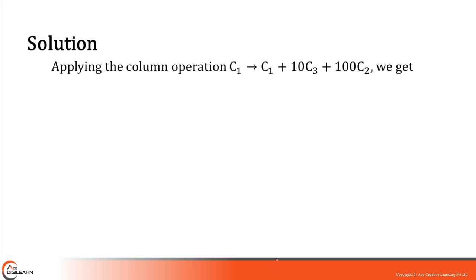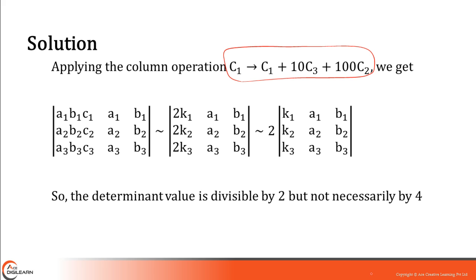Based on the given 3-digit even numbers, we can apply the transformation C1 implies C1 plus 10 C2 plus 100 C3. We get the given determinant with the first column as the mentioned 3-digit even numbers, which you can write as 2k1, 2k2, 2k3. So by taking 2 common, you get 2 times the determinant. So we can conclude that the determinant value is divisible by 2 definitely, but not necessarily by 4.